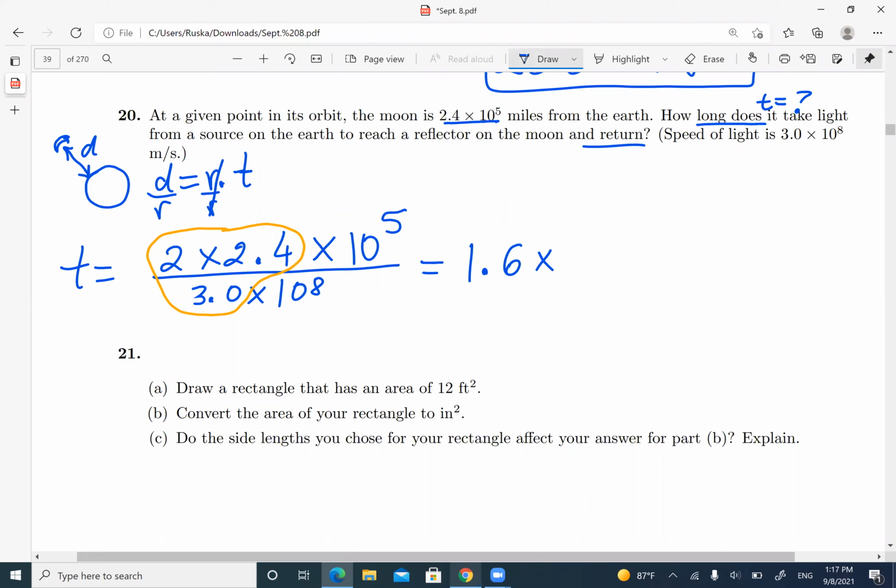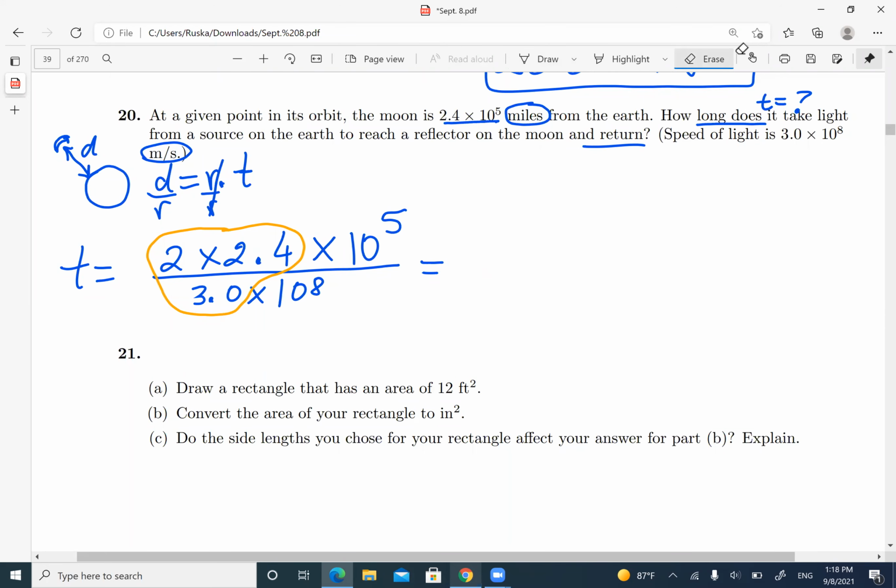Oh, you know what? It's miles per second or meter per second. Oh, I didn't pay attention to see the units. Here it's miles, here it's meter per second. So I have to change the distance from miles to meters. So that means I need to multiply by something else. Hold on. We need to include that also.